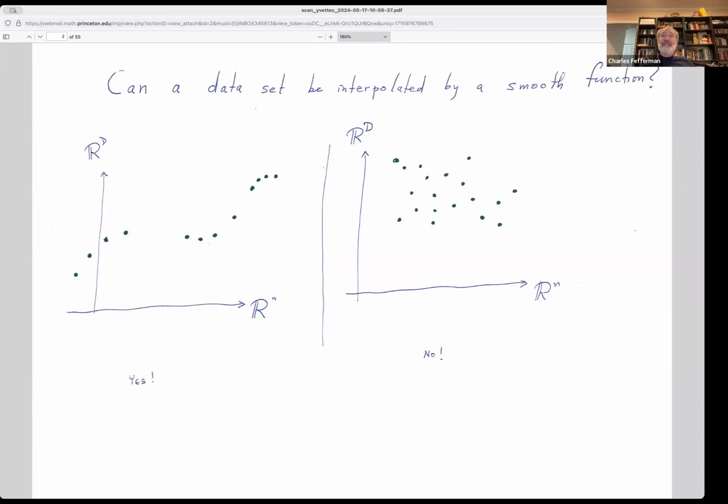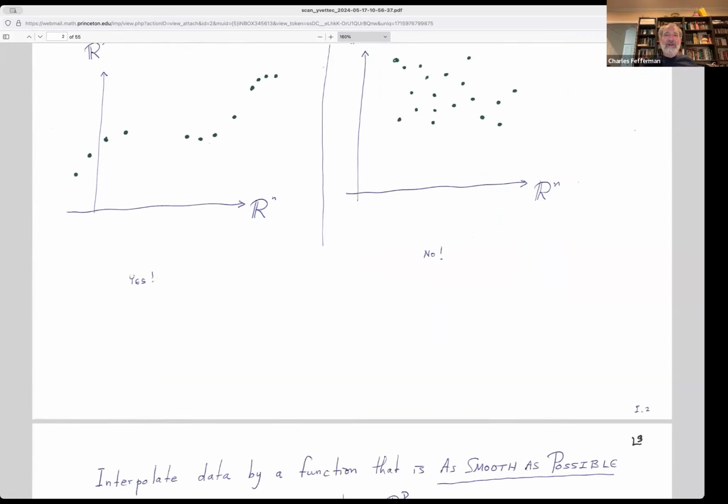interpolated. Of course, there is, let's say, a C infinity function that passes through all the data points, but oh my God, its norms in any reasonable space of functions will be enormous. So that's the first question: how can we decide whether a data set can be interpolated by a smooth function?